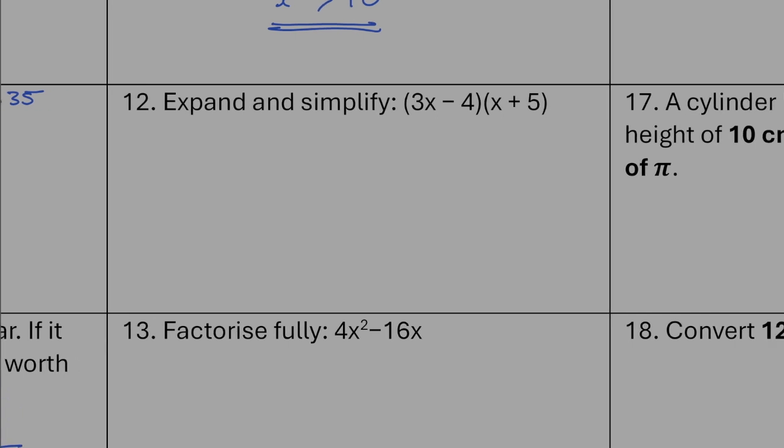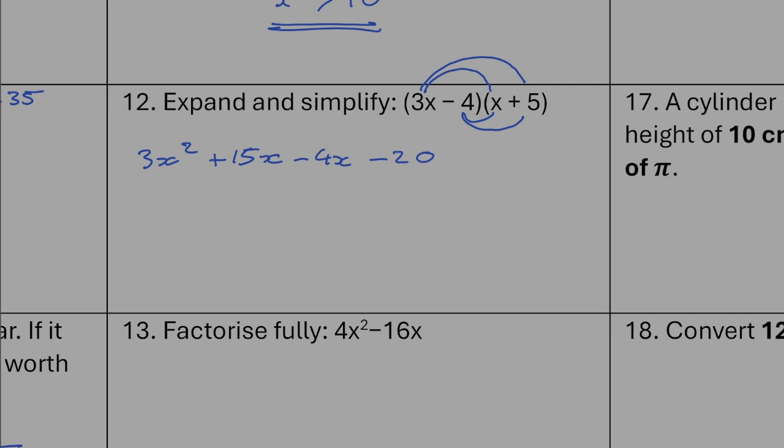Okay, question 12, expand and simplify. So I'm going to expand first of all, then I'll simplify rather than trying to do it in one step. So 3x times by x would give us 3x squared. 3x times by 5 would give us 15x. Minus 4 times by x would give us minus 4x. And then minus 4 times by 5 would give us minus 20. So that's the expand part.